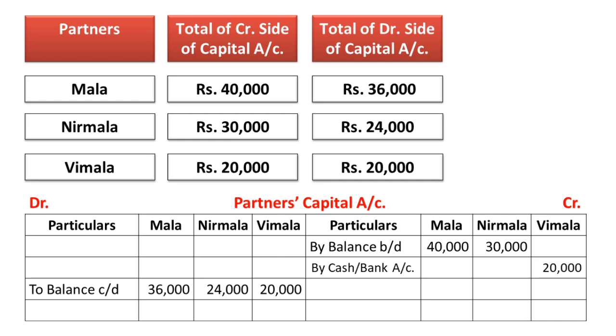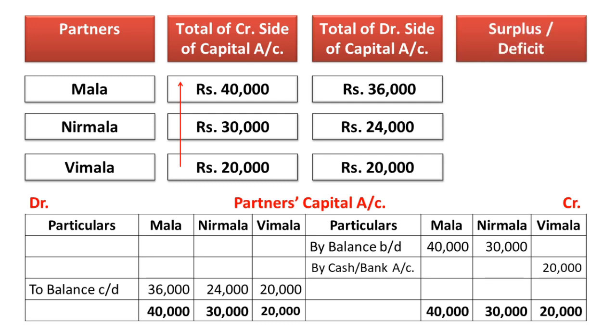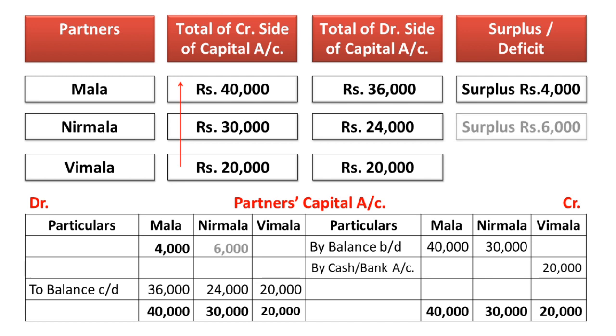Now since the total of credit side is more, we'll take the total of credit side and write it in the total column of debit side, and we will try to find out the amount of surplus or deficit. Since the credit side is more, there is a surplus of rupees 4,000 in the column of Mala, rupees 6,000 in the column of Nirmala, and there is no surplus or deficit in the column of Vimala.